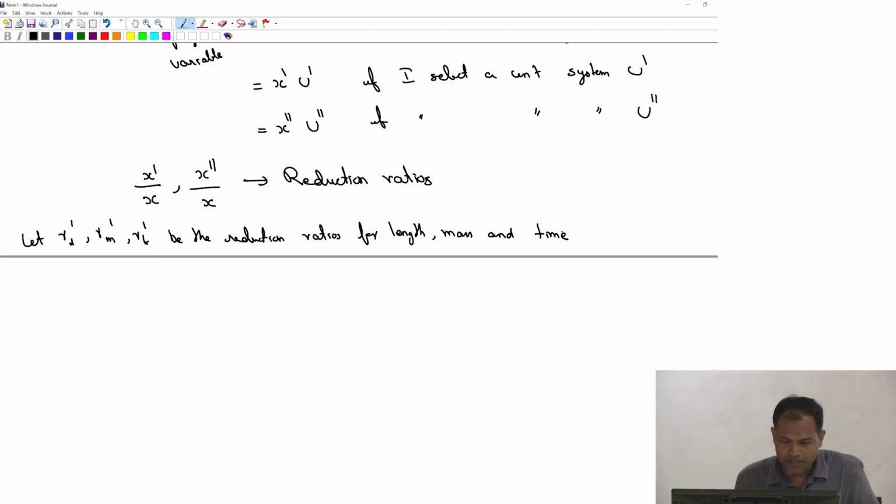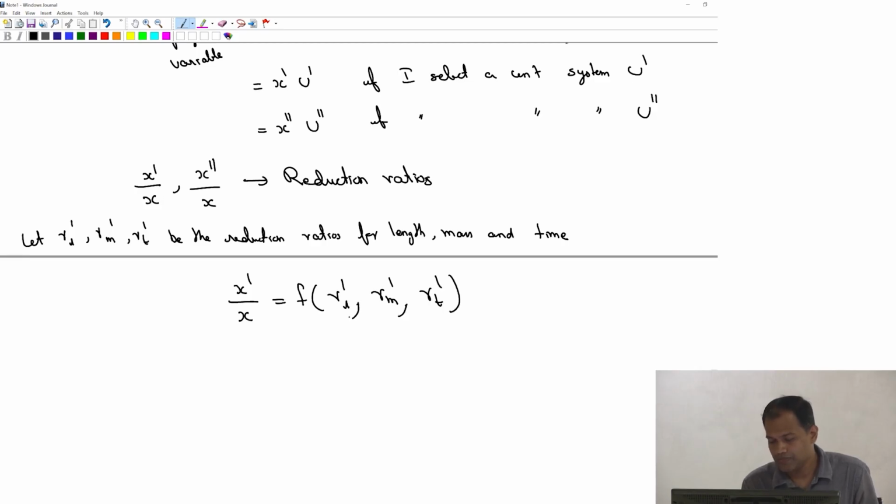Similarly, then I know that I can write x prime by x is going to be some function of R_L prime, R_M prime, R_T prime. So, the reduction ratio for length, mass and time, each of them combined in some form, I should be able to get the reduction ratio for any other quantity that I am dealing with. Remember, I am only worried about 3 dimensions now, mass, length and time only. As you expand the problem, you could have other things coming into the picture.